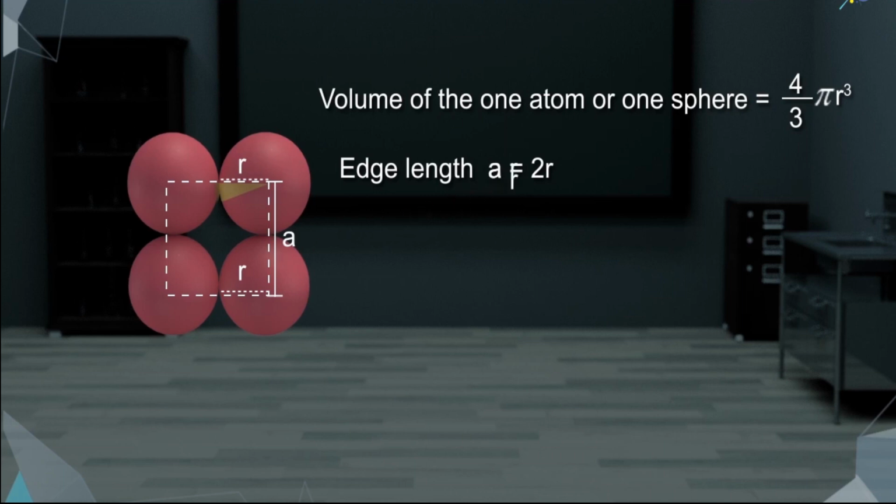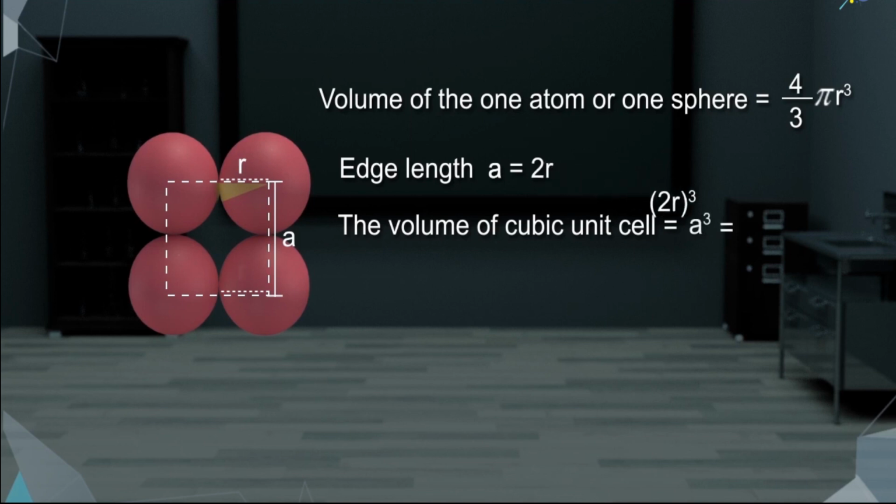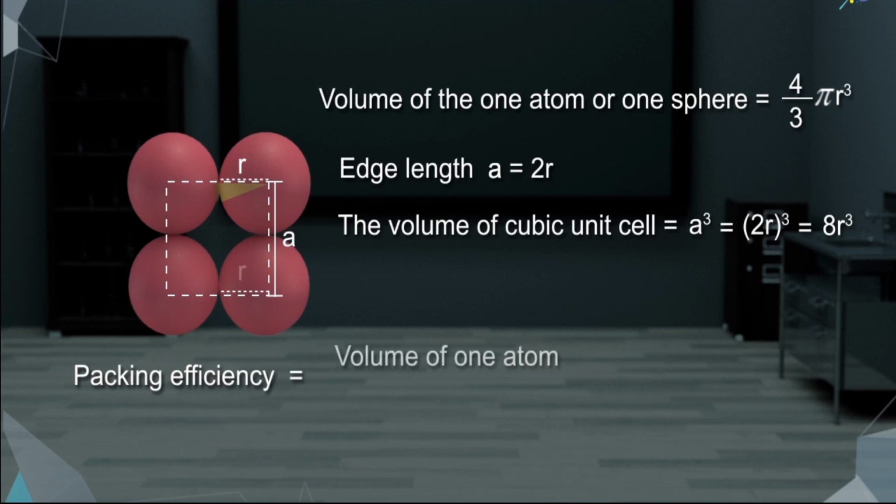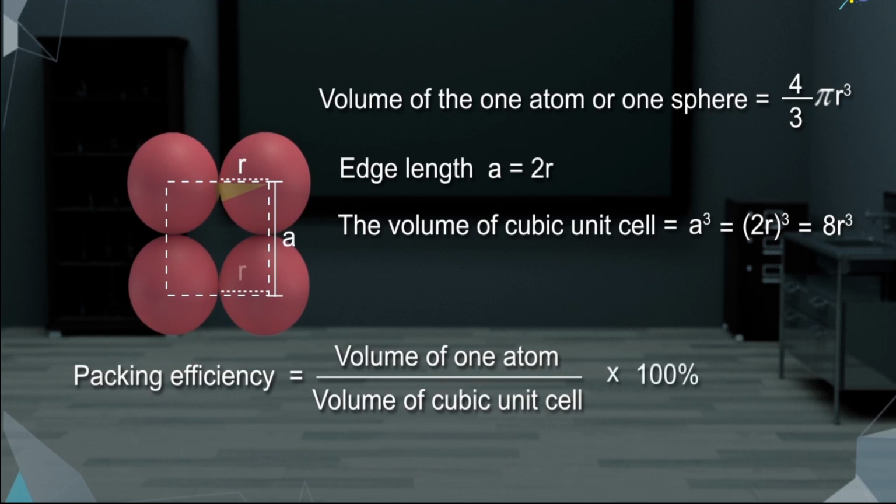Now, edge length a is equal to 2r. The volume of the cubic unit cell is equal to a³. Now it is (2r)³, that is 8r³. Packing efficiency is equal to the volume of one atom divided by the volume of the cubic unit cell, multiplied by 100%. That is your packing efficiency in percentage.